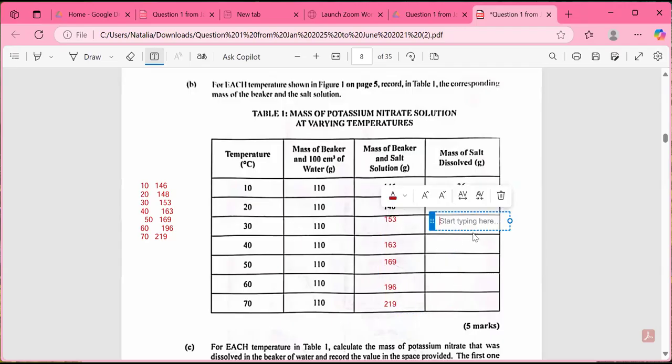So let's go. What's the mass for 30? That would be 43. Next one. 53. Next one. 59. Next one. 86. Next one. 109, right? Yes, miss.